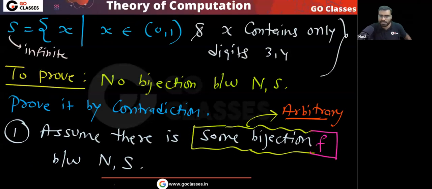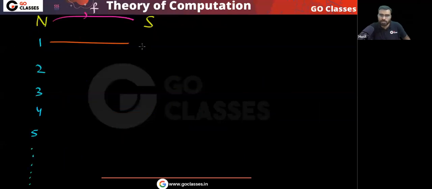This is your bijection F. If this is a bijection, then there is a one-to-one correspondence. Bijection means one-to-one correspondence, right? So I can say this one maps to some element. Give me some random element, because I want an arbitrary bijection. Tell me, to which element of S is this mapping?